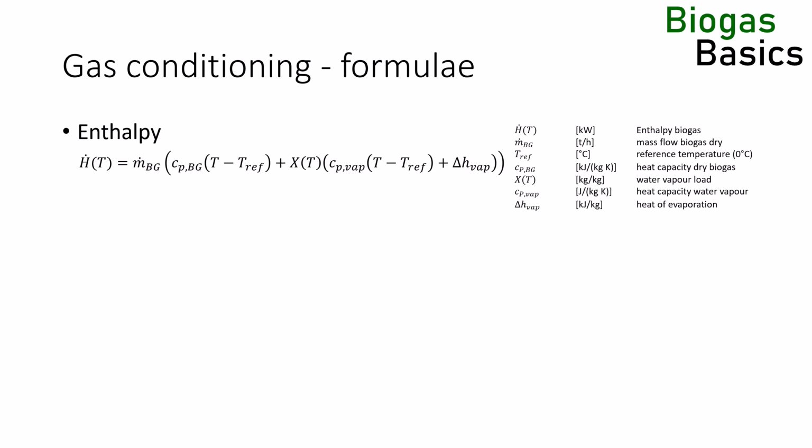The reference temperature is set to 0 degrees Celsius to simplify the formula. It does not have to be identical to the temperature of the reference state. We can calculate the cooling demand of a heat exchanger with the first law of thermodynamics for open systems.